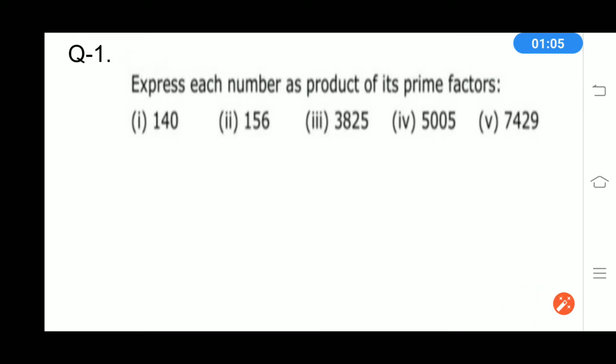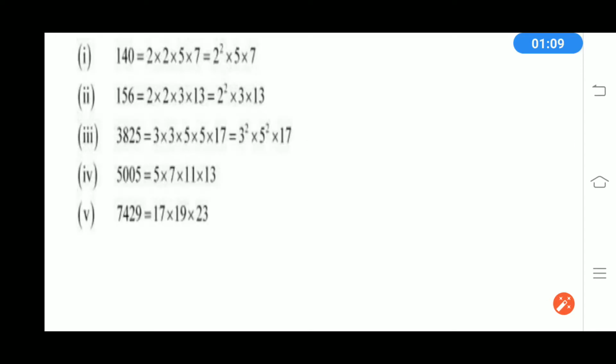Similarly, we solve the other problems. So let's see the answer. The first one is 140, already done. That means 2 square into 5 into 7. So 156 equals 2 into 2 into 3 into 13. So 2 into 2, two times here. That means 2 square into 3 into 13. Next.